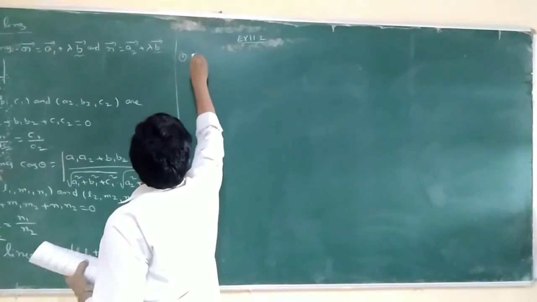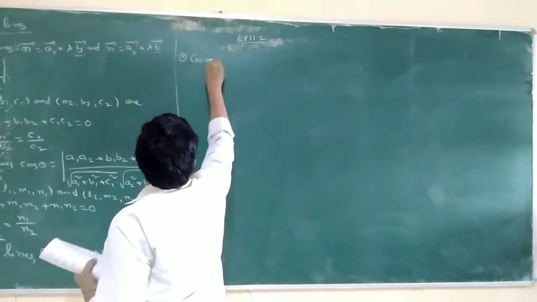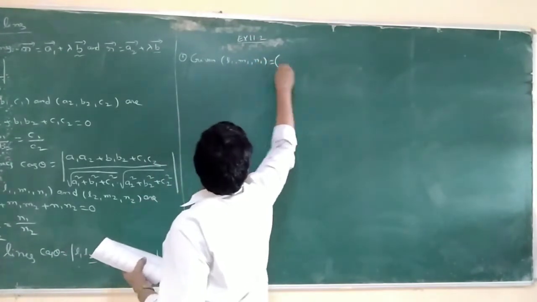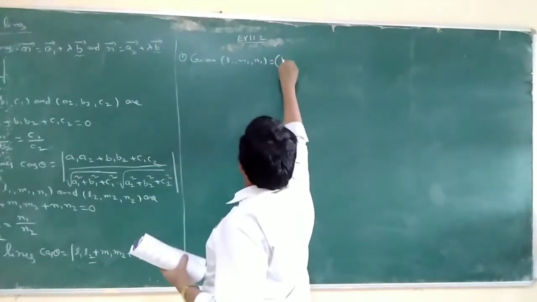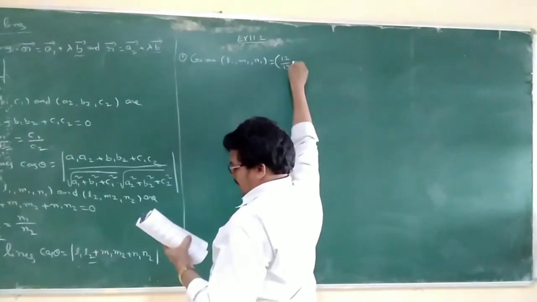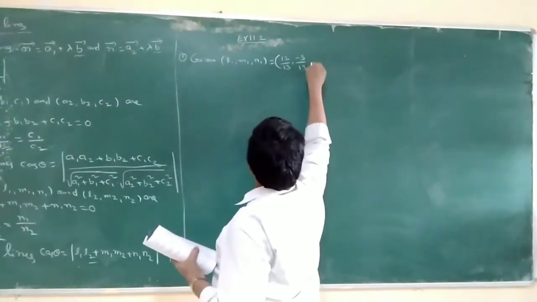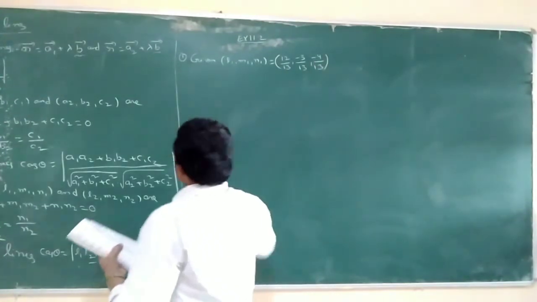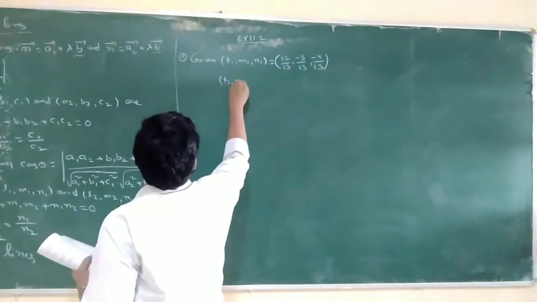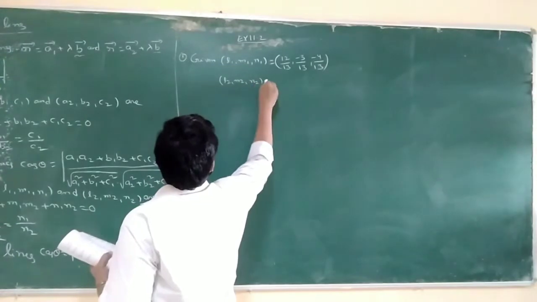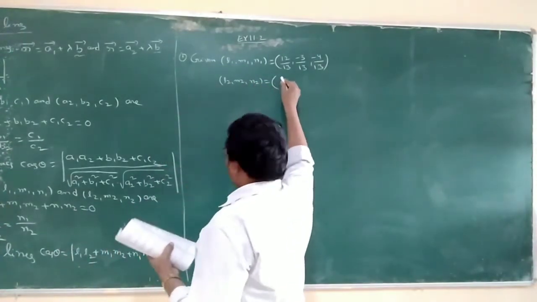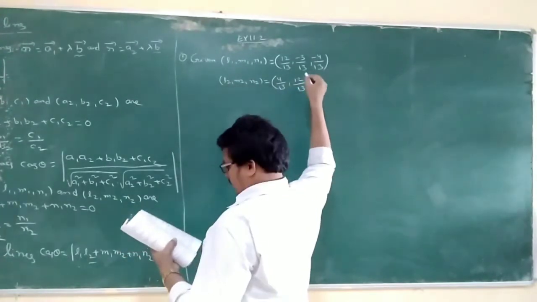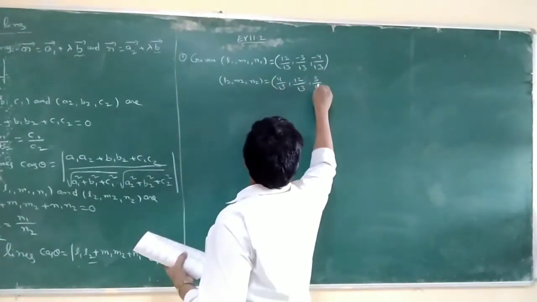First problem, given L1 M1 N1 is equal to 12 by 13, minus 3 by 13, minus 4 by 13. Next, second line, L2 M2 N2 is equal to 4 by 13, 12 by 13, 3 by 13.